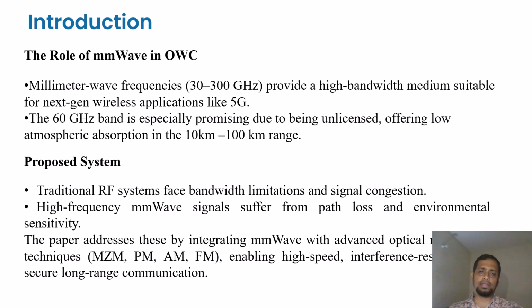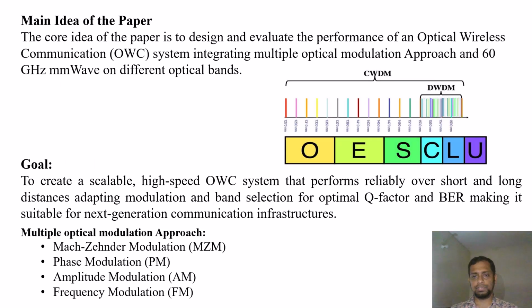Traditional RF signals have some bandwidth limitations and signal congestion. Due to high bandwidth and to avoid these kinds of bandwidth limitations, we propose integrating millimeter wave with advanced optical communication techniques and optical modulators, like magenta modulator, phase modulator, amplitude modulator, and frequency modulator, enabling high speed, interference avoidance and secure long range communication.